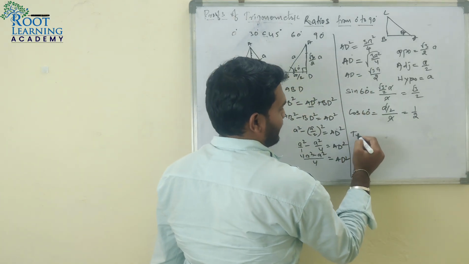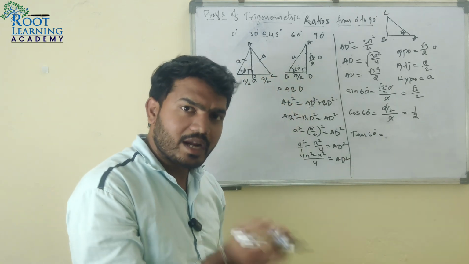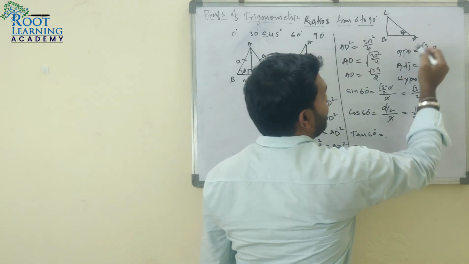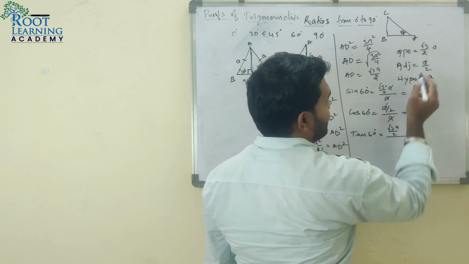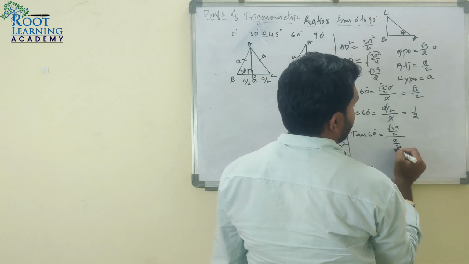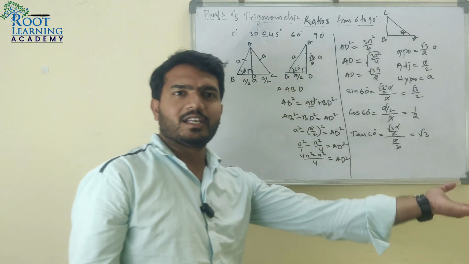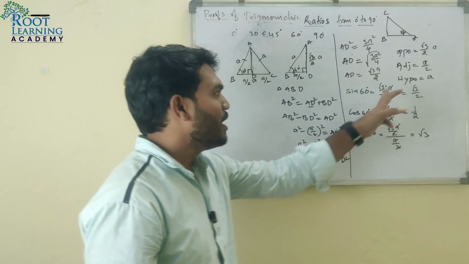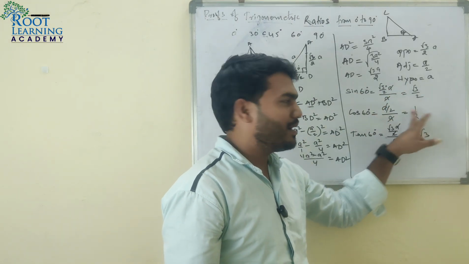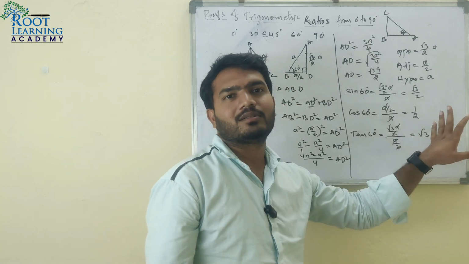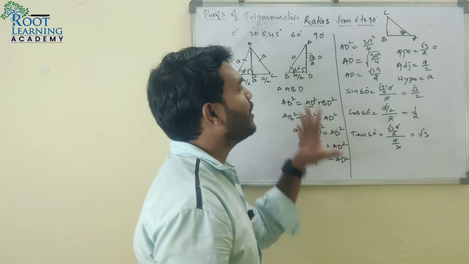Tan theta. So tan 60, first of all tan theta is equal to opposite by adjacent. What is the opposite side? Root 3 A by 2. And what is the adjacent side? A by 2. So 2 cancels, A cancels, the answer is root 3. And the remaining trigonometric ratios are the reciprocals of these three ratios. Cosec theta is equal to 2 by root 3. Secant theta is equal to 2 by 1. And cot theta is equal to 1 by root 3. The reciprocal of the values. That's it. First, we have to find all the values.